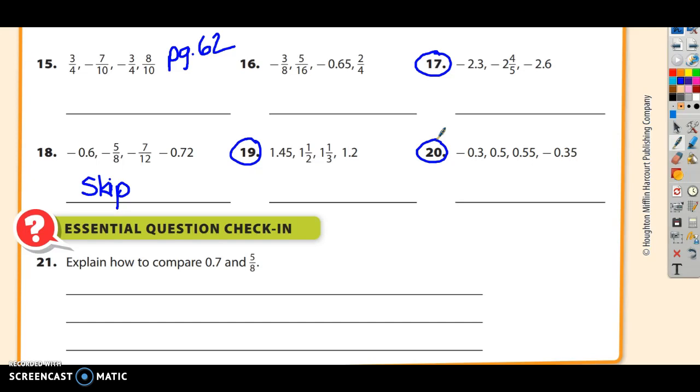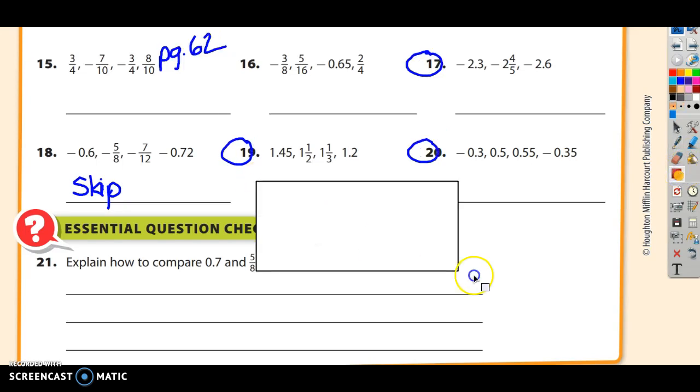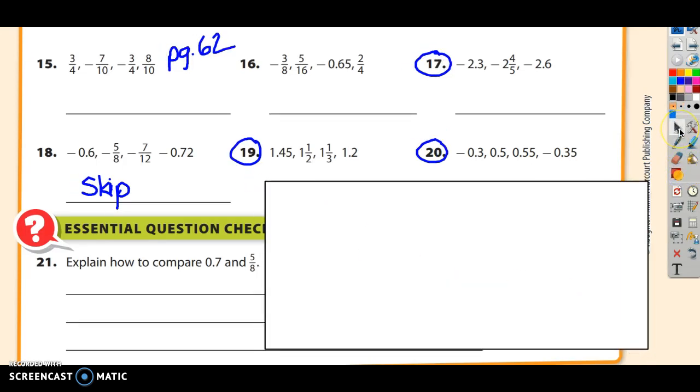And if it's too confusing or too frustrating for you, I apologize. I'm going to do my best. I definitely don't want anyone to get frustrated by this stuff. Alright, so let's start with number 17.